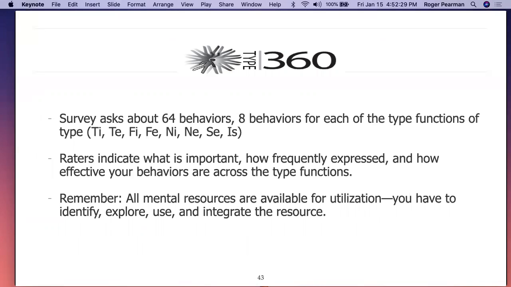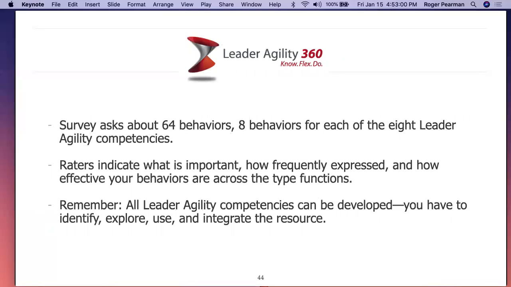8 of the behaviors cover each of the 8 types, functions within type. Also, 8 behaviors, a completely different distribution of those 8 behaviors, cover the 8 competencies of Type Agility 360. Raters indicate how important and how expressed and how effective the behaviors are. And we're able to see how all of the behaviors are utilized in varying degrees.